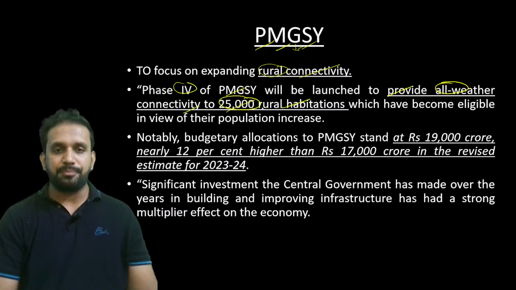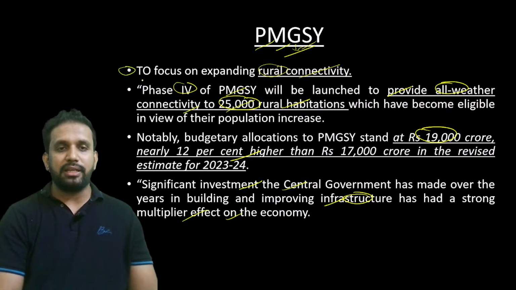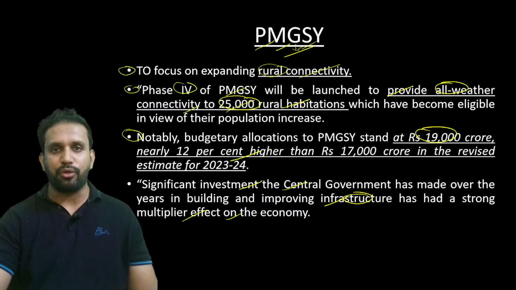Please do remember it. The budgetary allocation is around 19,000 crores, which is 12% higher than the previous year's budget allocation to the same scheme. The government is making significant investment over the years to build very good infrastructure in rural areas so that we will have a multiplier effect on the economy. So this point, this point and this point, please remember for the examination point of view.